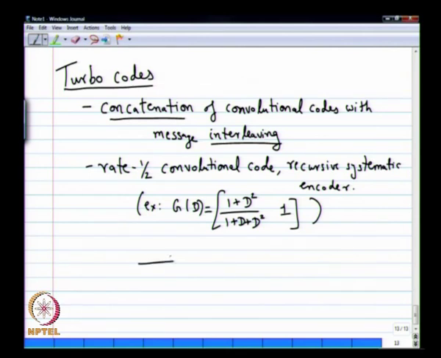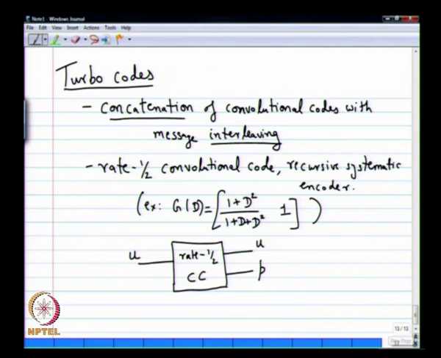So I will basically denote this by a picture like this. Rate half, I will say CC for convolutional code, I will put one input and then two outputs. If this is U, this is going to be U and this will be a parity which I will denote as P. So that is a systematic encoder. If you have U, U is going to come out and then there is going to be a parity. So this is my convolutional code.